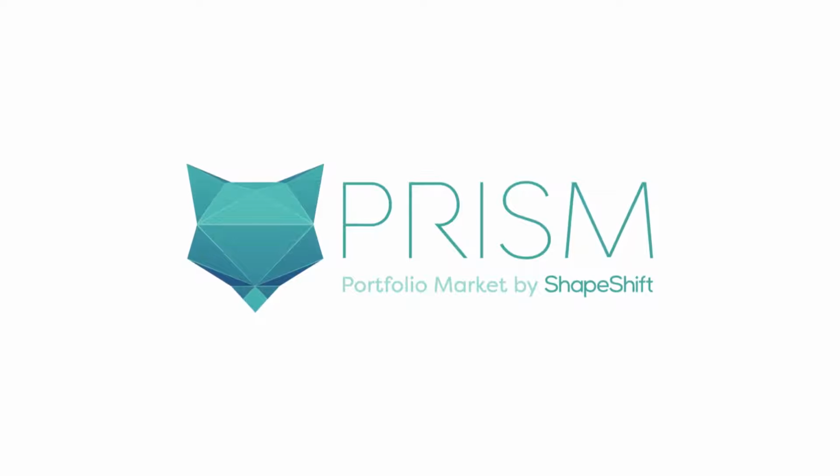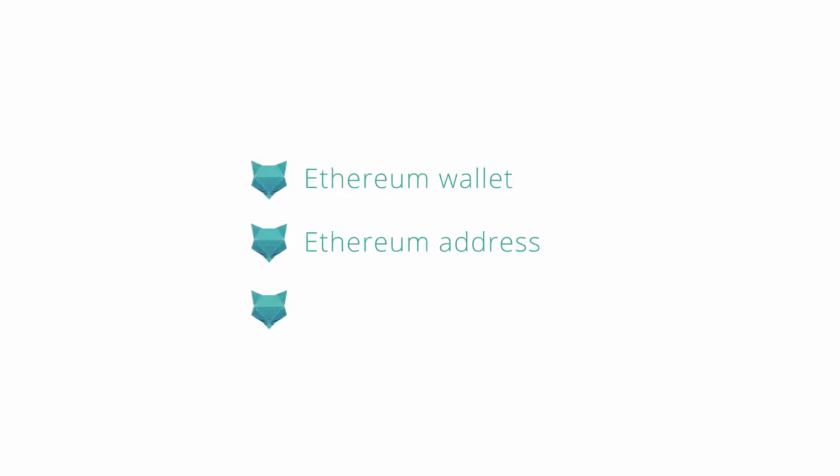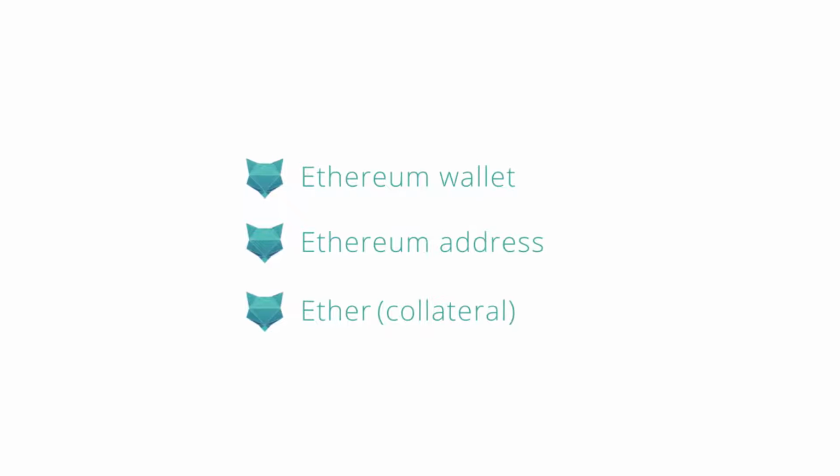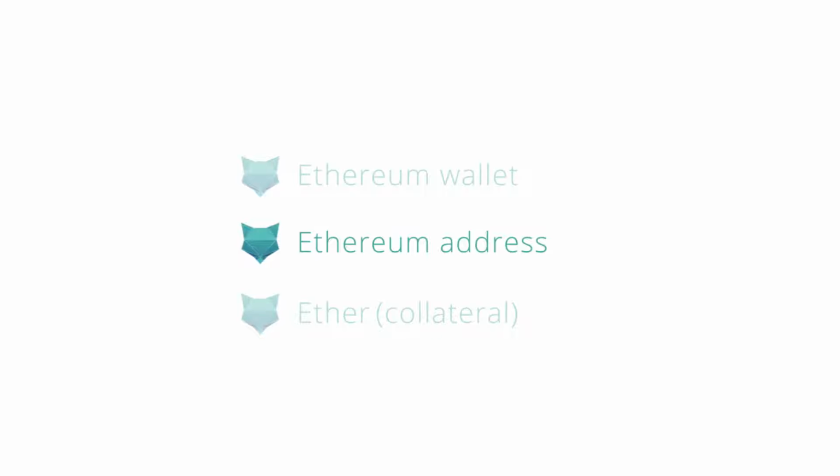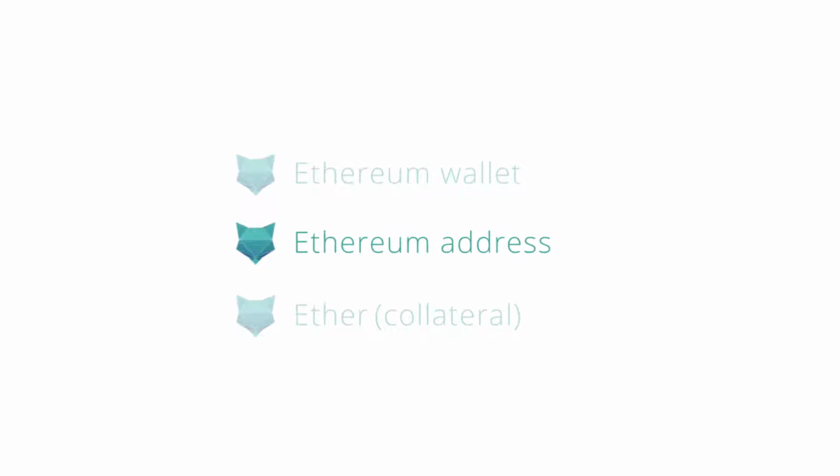To get started, you need three things. 1. An Ethereum wallet. 2. An Ethereum address from your wallet. 3. Ether, which is used as collateral to back the value of your Prism portfolio. Your Ethereum address is very important. You'll need this address to create the Prism, monitor its performance, and ultimately to close and liquidate your portfolio.